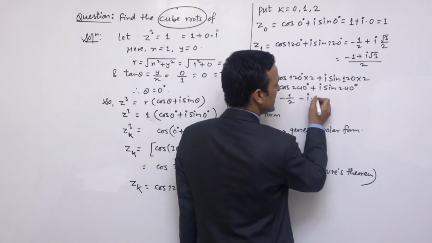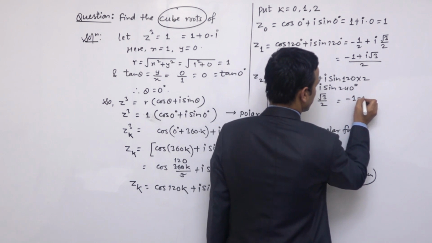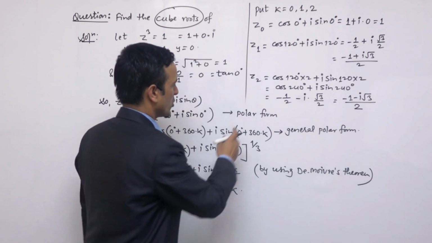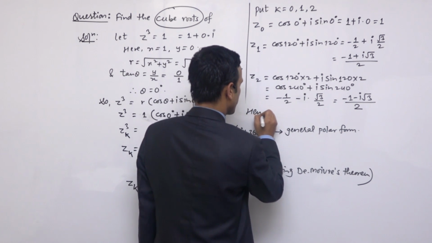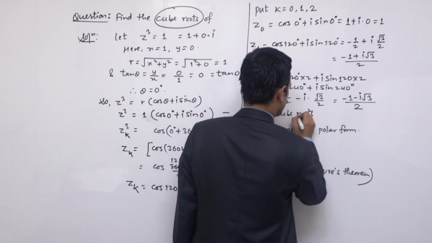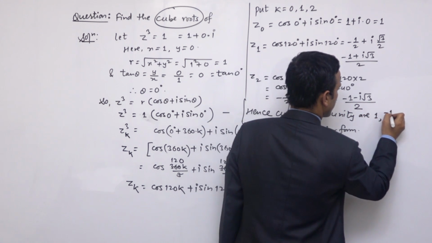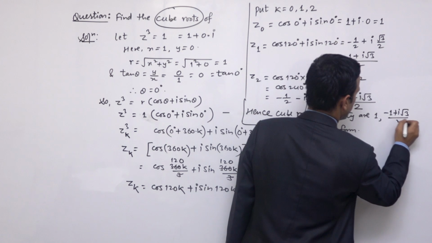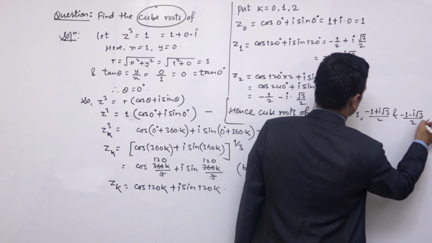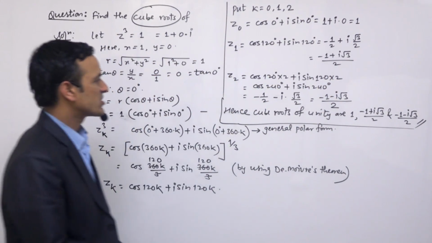So write down negative. Sin 60 means root 3 by 2. If you take the LCM, then you will get minus 1 minus i root 3 by 2. So hence the cube roots of unity are 1, minus 1 plus i root 3 divided by 2, and minus 1 minus i root 3 divided by 2. So these are the cube roots of unity and these are the solutions.